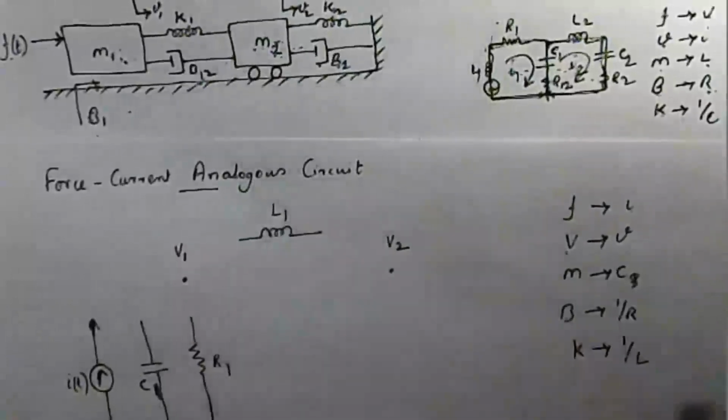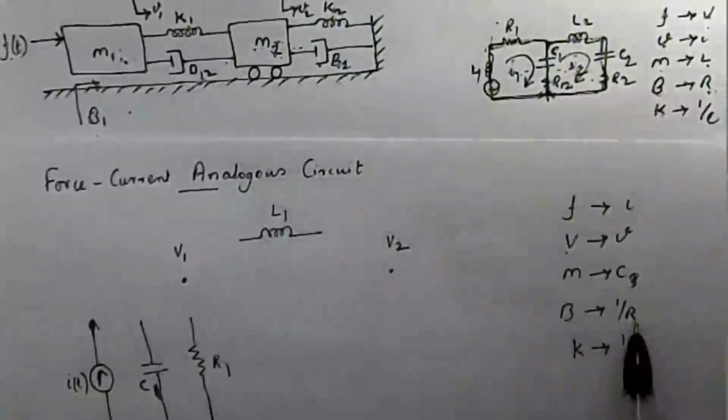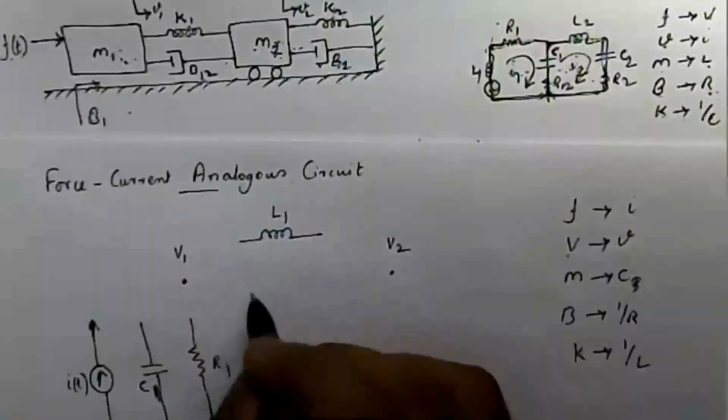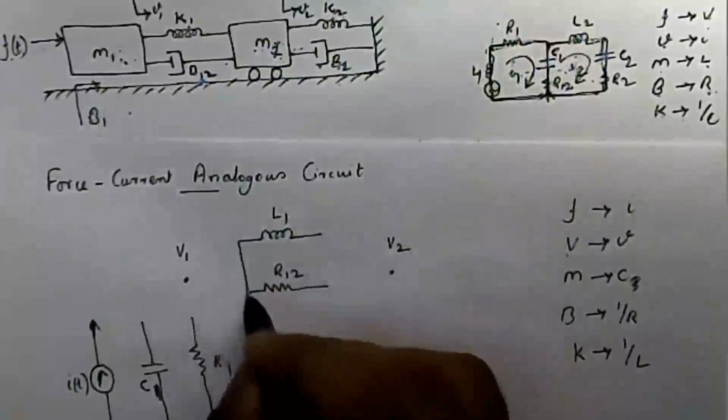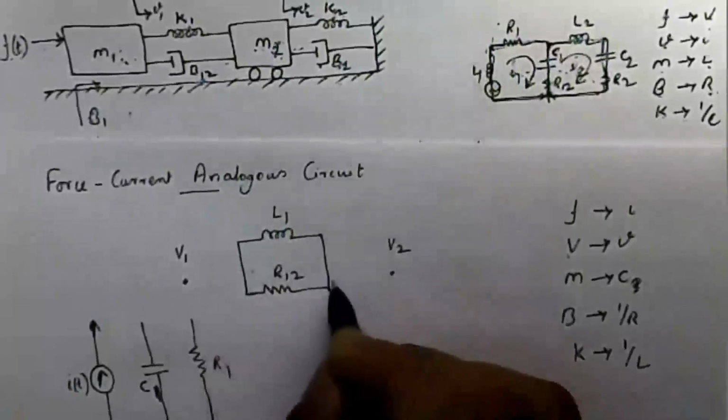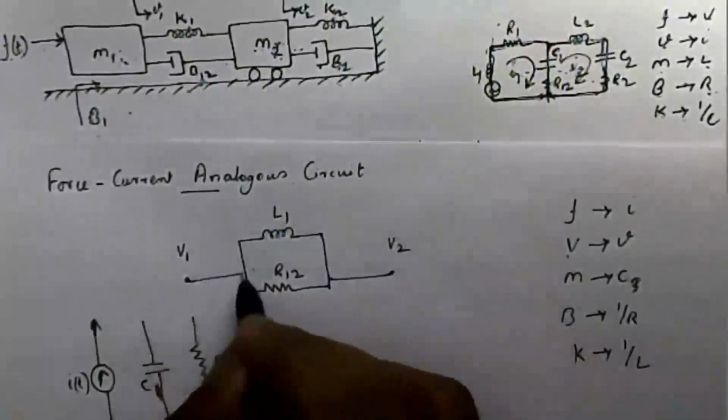K1 L1, B12 becomes 1 by R12. That is resistance R12. Both are connected in parallel between these two nodes.